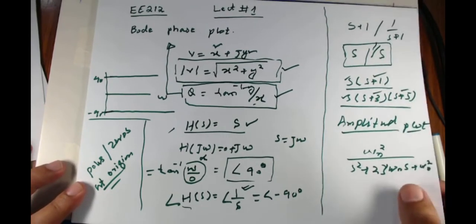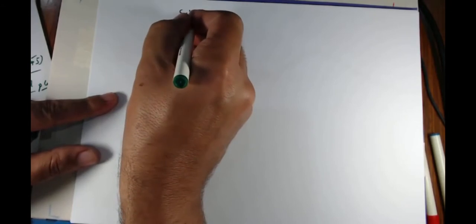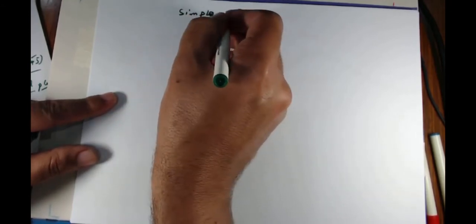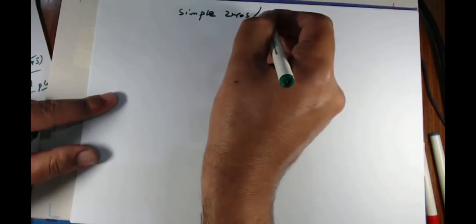So we move a little bit further, and let's see, we have now simple zeros or simple poles.